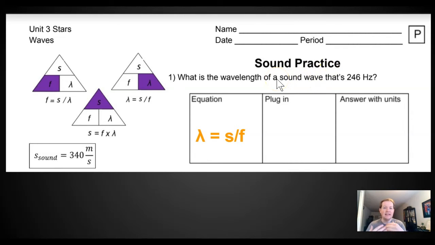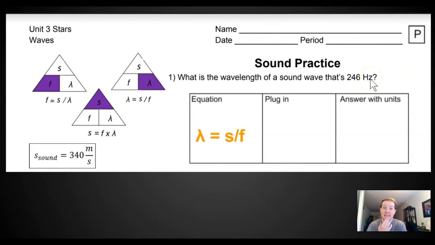This is on Canvas. There are 2 calculation questions, and Mr. Thrasher will help you with this first one. Let's read number 1 together. It says sound practice. Number 1, what is the wavelength of a sound wave that's 246 Hz?